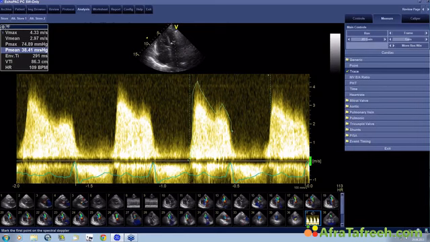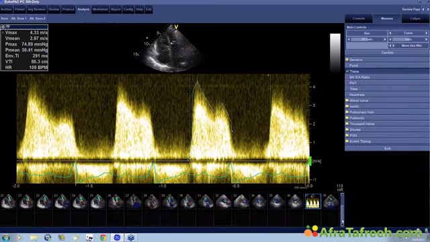But I think the key message here is that we have to select the right patients for this procedure. This patient was not an ideal patient, and we have to understand that the gradients across the mitral valve obviously are influenced not only by the degree of mitral stenosis, but also by the degree of flow across the valve, which is very high if we have severe mitral regurgitation.